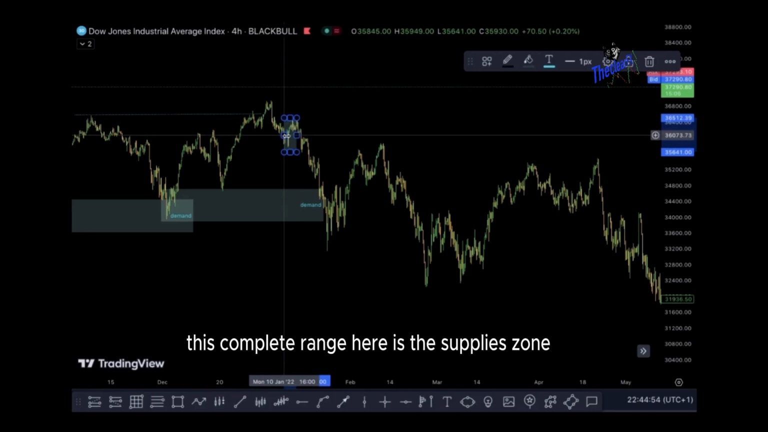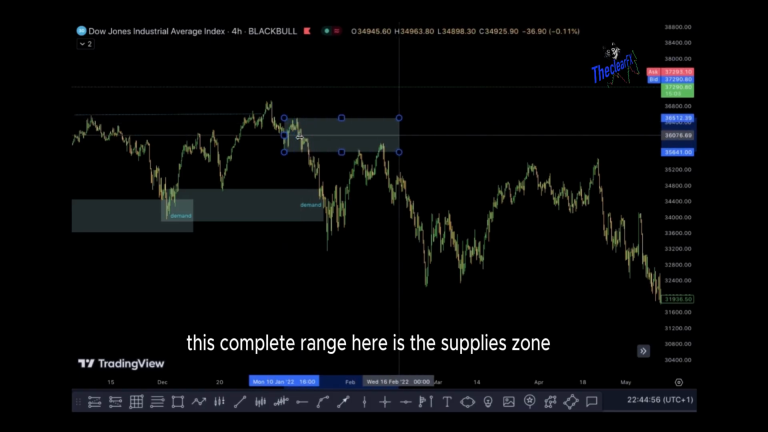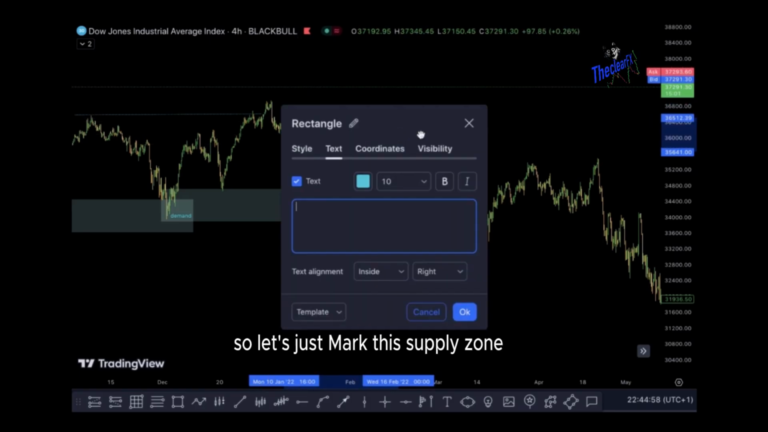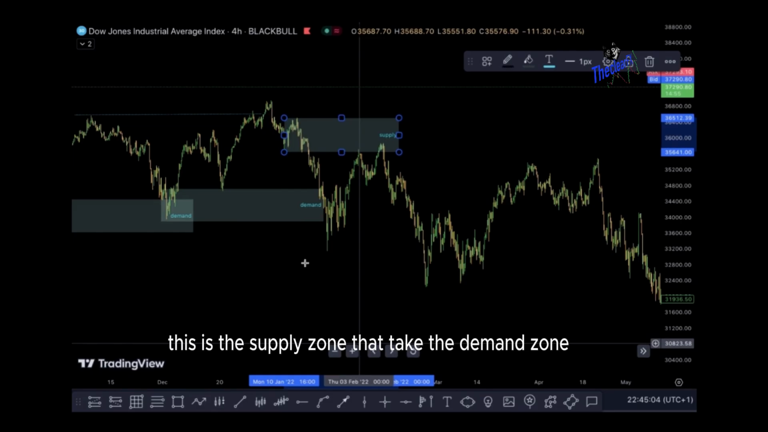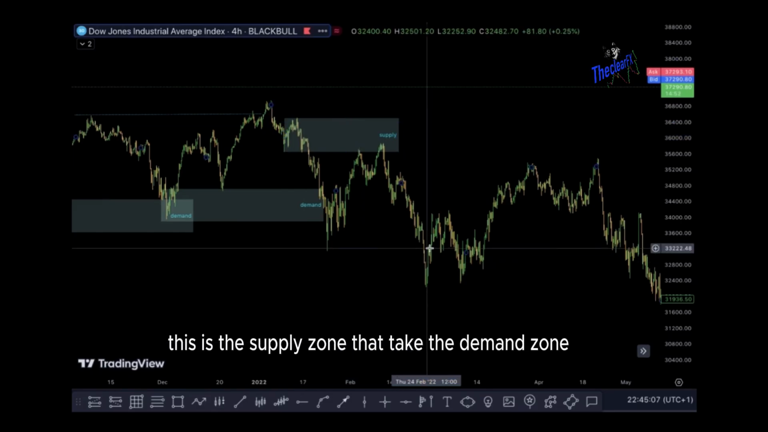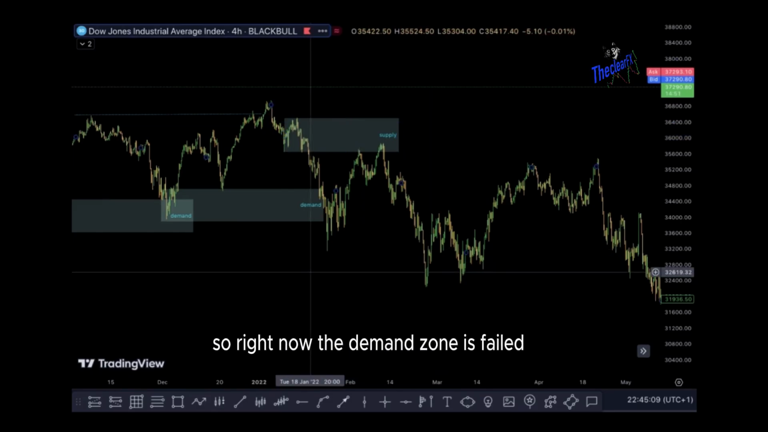This complete range here is the supply zone. So let's just mark the supply zone. This is the supply zone that take the demand zone. So right now, the demand zone is filled while the supply are in control right now. The supply is in control while the demand is failing.